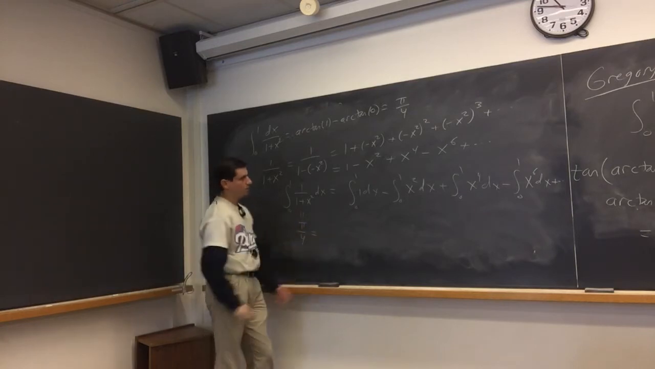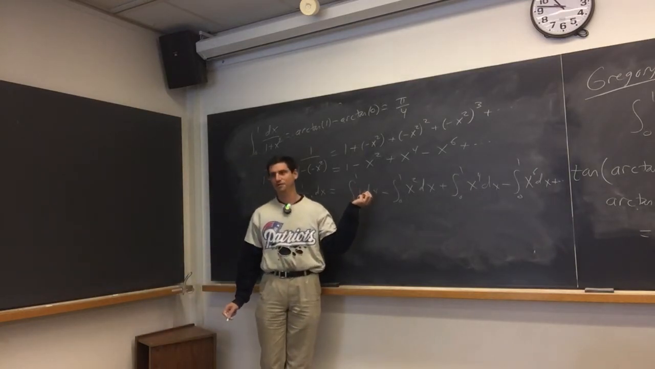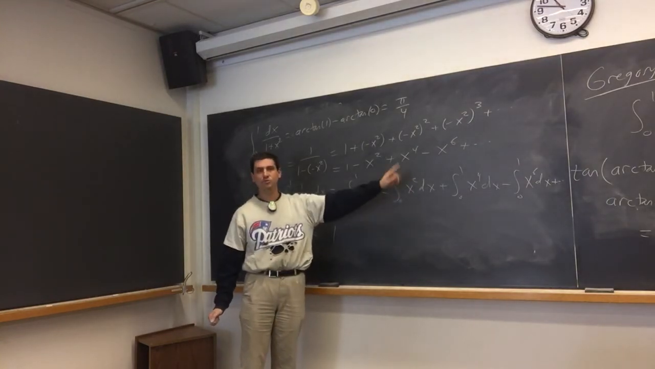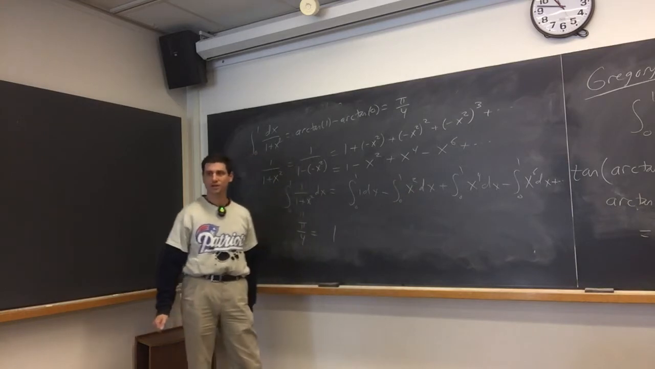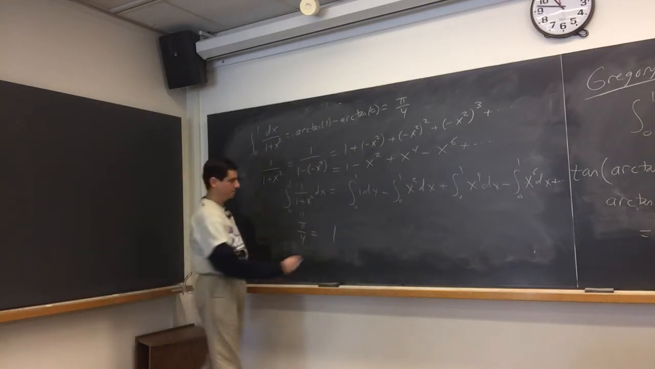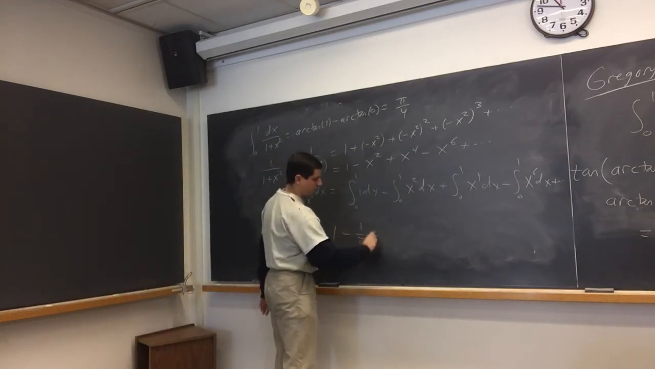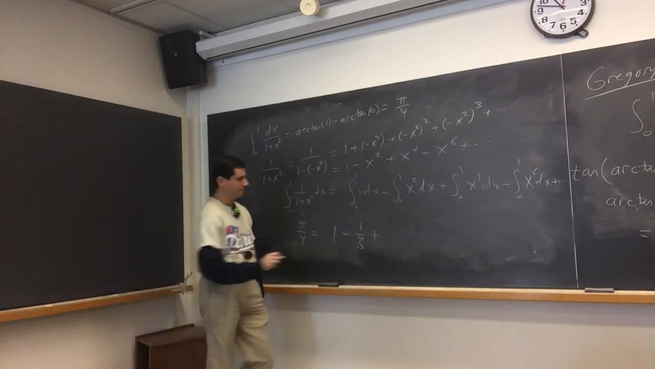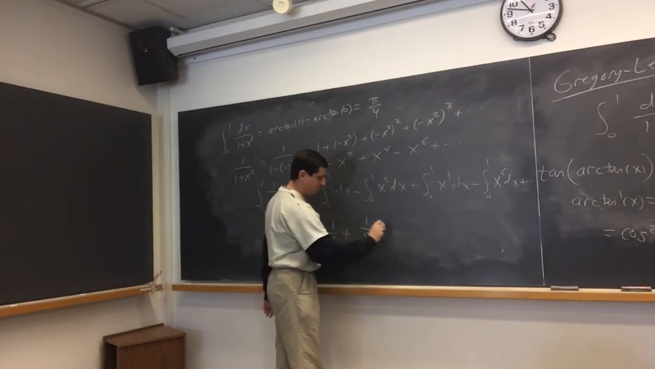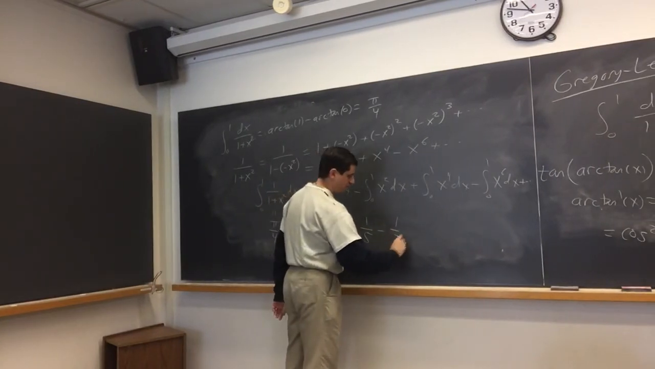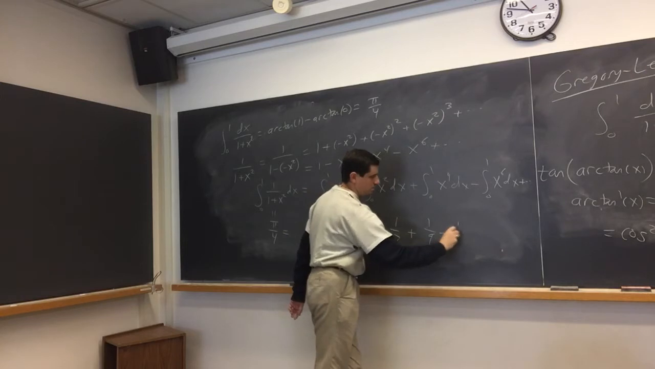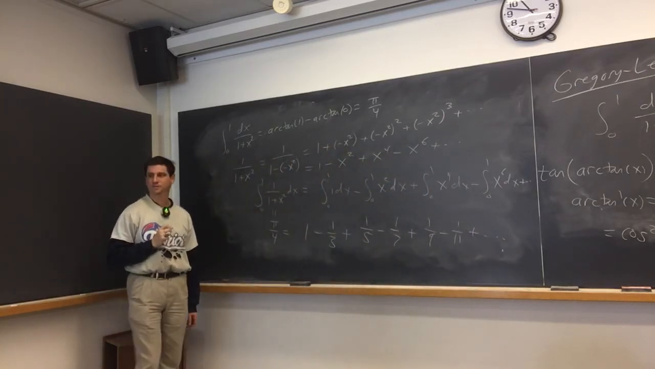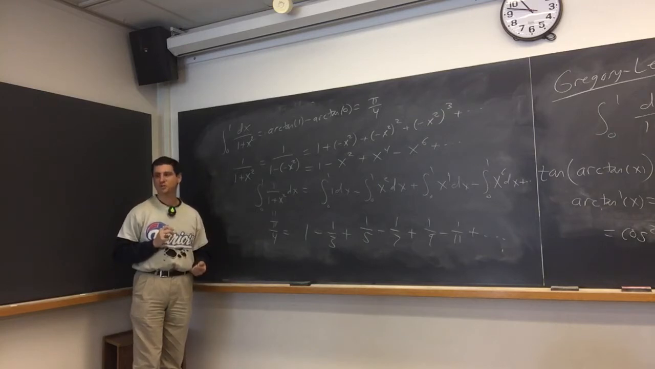All right, what's the integral of 1 from 0 to 1? 1. The next is I integrate x squared. I get x cubed over 3 from 0 to 1. What do I get? 1/3. What's the next one? 1/5. What's the next one? 1/7. Here is a formula for pi over 4. I'll leave it as an exercise to deduce a formula for pi from this.